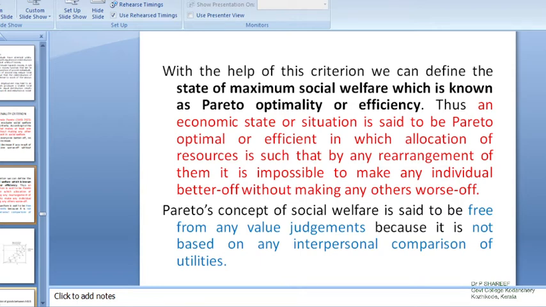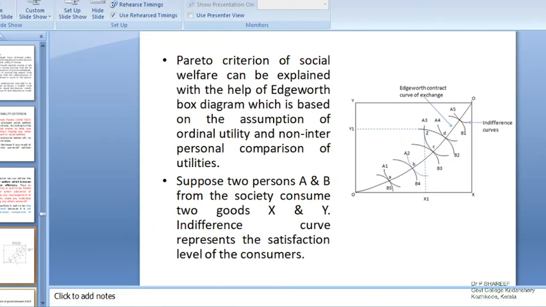Pareto's concept of social welfare is said to be free from any value judgments because it is not based on interpersonal comparison of utilities. The Pareto criterion can be better explained with the help of the Edgeworth box diagram. In the Edgeworth box, we can represent the two individuals' behavior simultaneously.